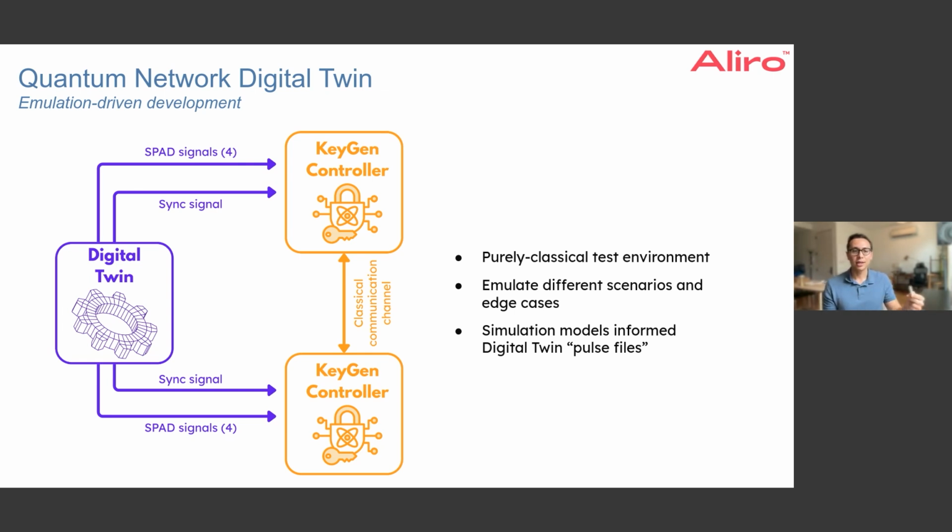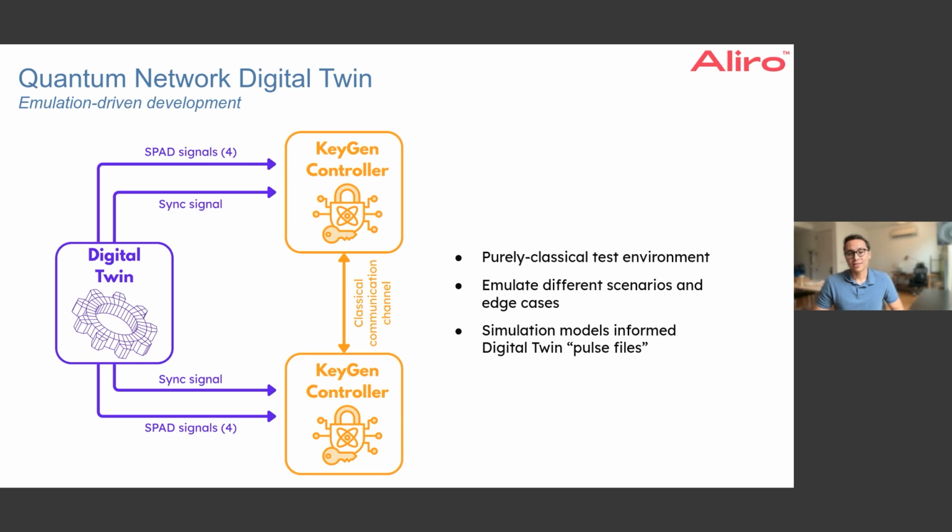So we can actually emulate what we expect from those detector clicks at very high rates and in different scenarios. So that's the role that the digital twin essentially plays. And it's feeding our key generation controllers, our link layer devices, so we can actually test out and iterate on this design. It has some really nice properties. It's a purely classical test environment. So there's no fancy, expensive, or really hard to implement kind of quantum hardware here. This is all classical hardware.